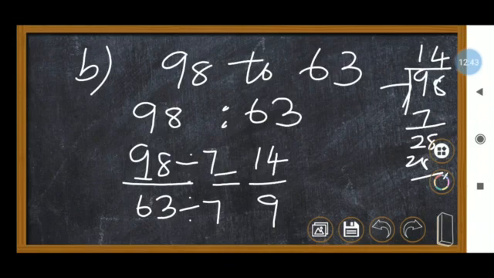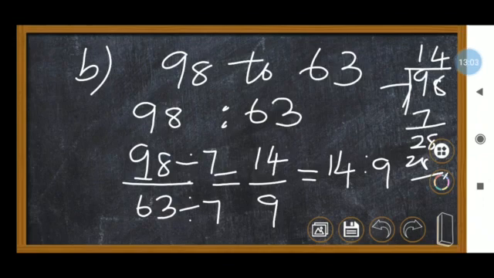If we try any other number, there is no number that will divide both, other than 1. You can check it. So the ratio 14 divided by 9 can be written as 14 is to 9. We cannot divide it further by any number, so we have to leave it here. So that means 14 is to 9, students.